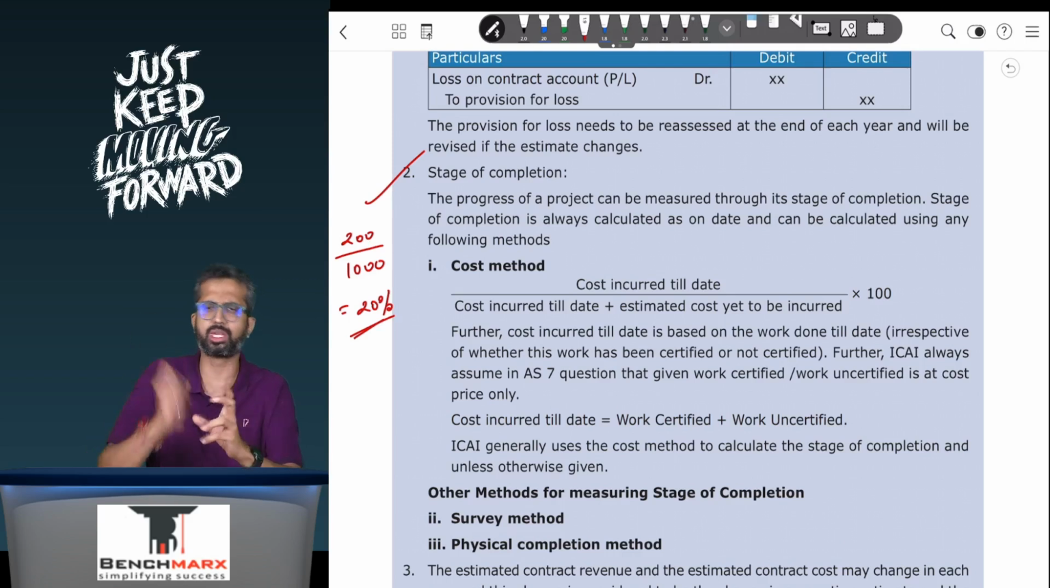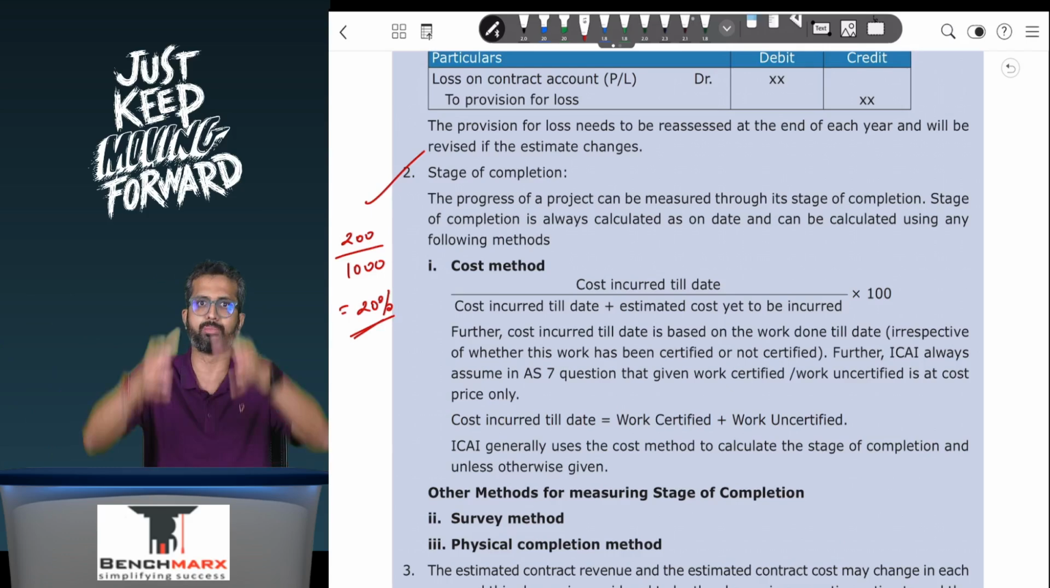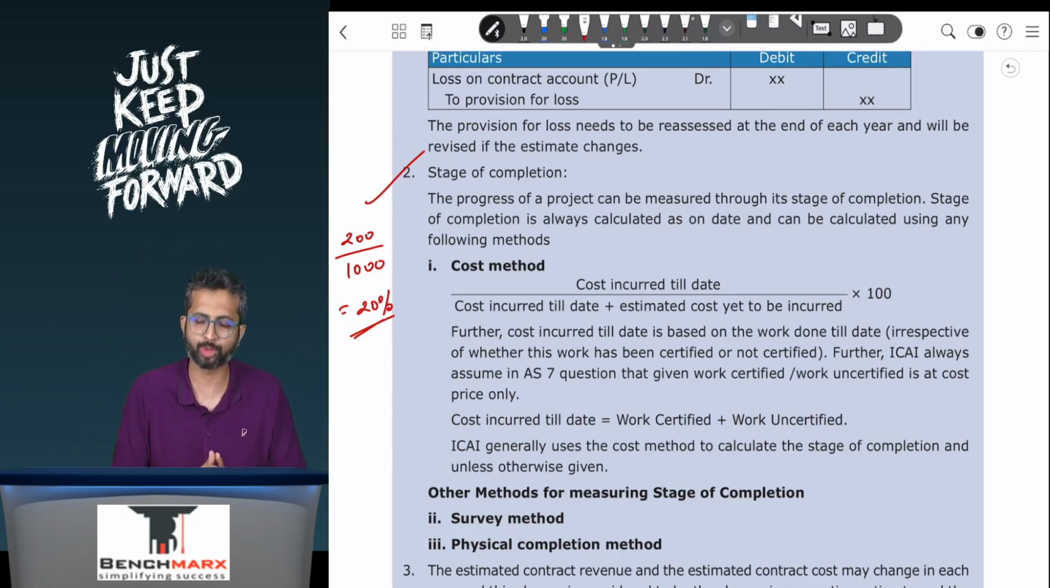Like they might have worked in March and you are going to pay them in April, that is in the next year, but they have done work in March whereby the project has progressed, and hence the labor cost which has been incurred during the year should be taken. Materials cost which have been consumed during the year should be taken while calculating the stage of completion. The Institute really tests you a lot in this cost incurred calculation.